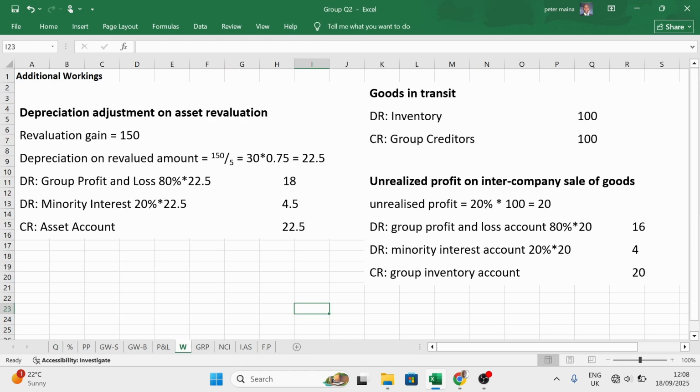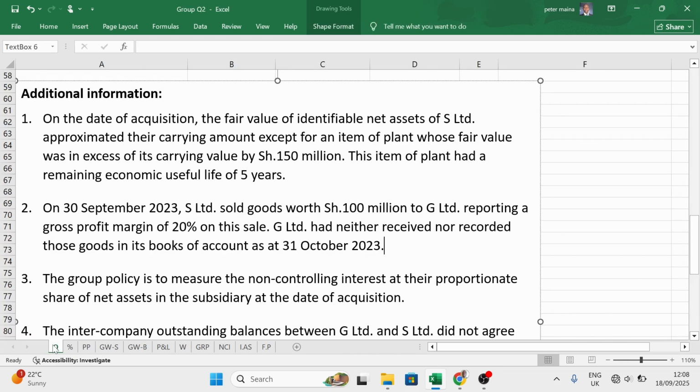Unrealized profit is equal to the profit margin times the sales value of the goods, 20% of 100, which gives us 20. And then how do we make the entries? It all depends on which company is selling to the other. If the parent is selling to the subsidiary, the entries are slightly different from when the subsidiary is selling to the parent. So let us go to the question and see which is selling to the other.